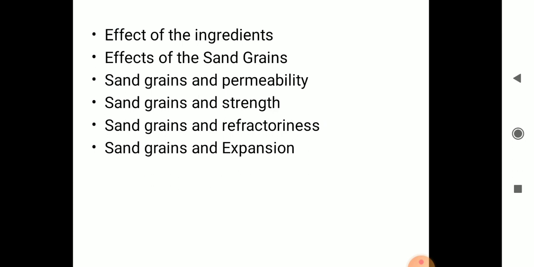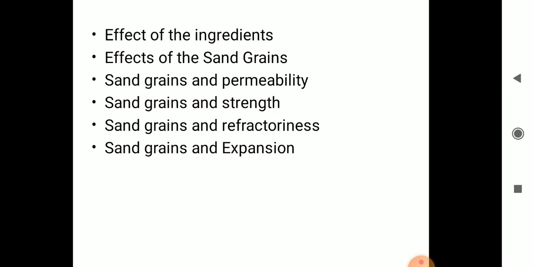Next is sand grains and permeability. Coarse sand gives greater permeability, finer sand lower permeability. The grain size distribution has a pronounced effect on the permeability. Then sand grains and strength. Strength depends on the surface area of the sand grains available for binding. Fine sand has more surface area and can develop a high strength, but for coarse sand more clay is required. A wide size distribution favors strength while a narrow distribution reduces the strength. Angular sand grains give more strength.